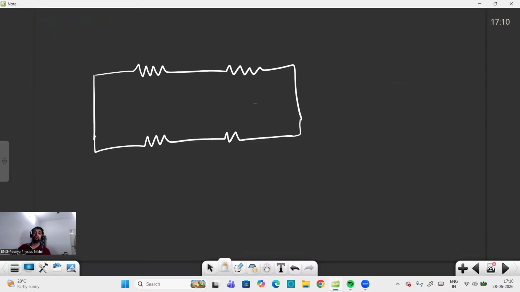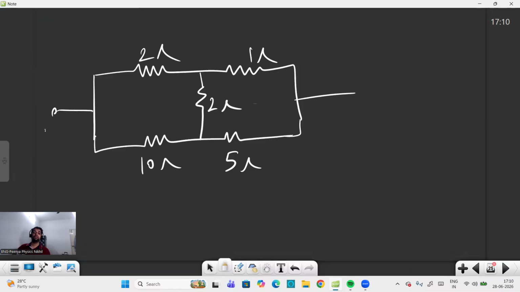For example, in the case of a 5 resistor combination, here if it is 2 ohm and 5 ohm, and here 10 ohm and 1 ohm, and in the middle 2 ohm, and it is asking what is the R equivalent between terminal P and Q. So here we will see that it is a 5 resistor combination. Is it balanced or not? 2 into 5 is 10, and 10 into 1 is 10. It means it is balanced. It means the potential here and here is the same, X and X. So if the potential is the same, no current will flow. Current only flows when what?